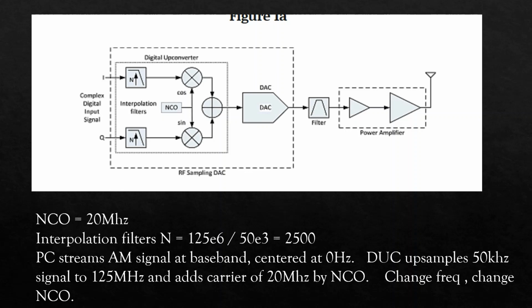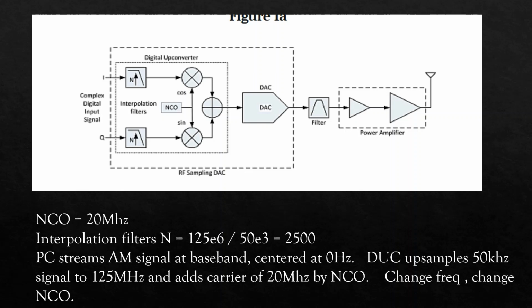They need interpolation filters. So if our PC is going to be streaming data at 50 kilohertz sample rate, and we know the DAC is running at 125 megahertz, that means we need to set those interpolation filters to 125 megahertz divided by 50 kilohertz. And when you do that ratio, that is 2,500. So that's a lot less work now that the PC didn't have to do.